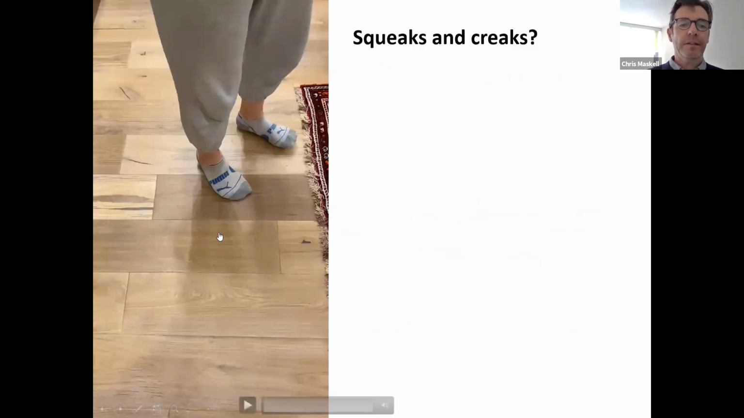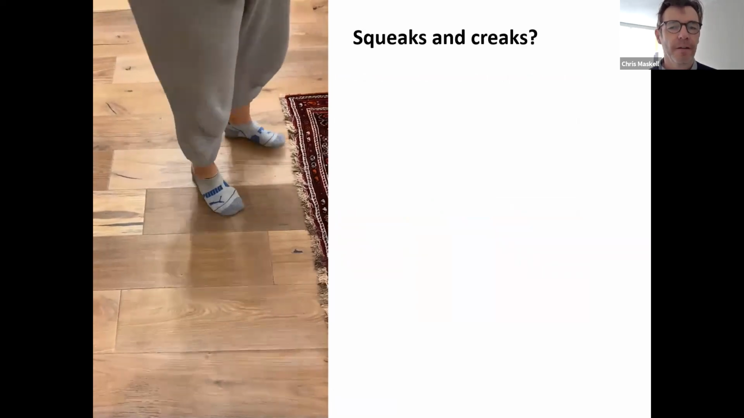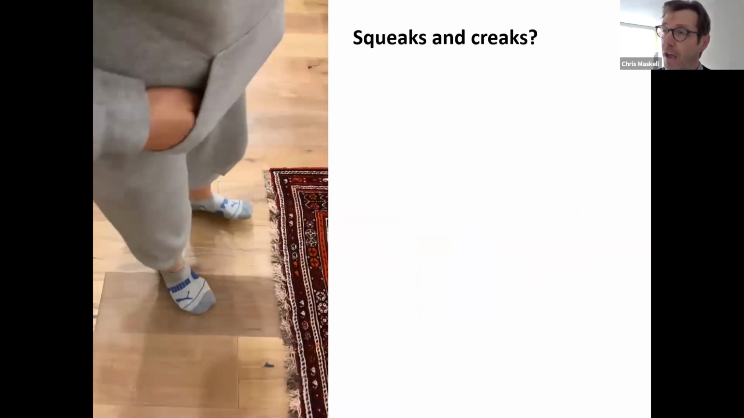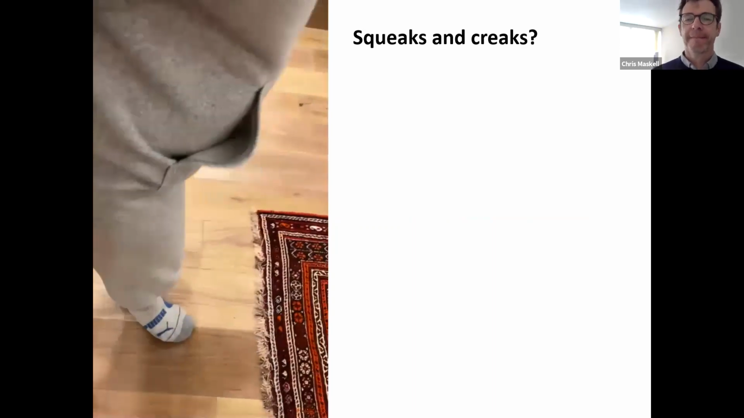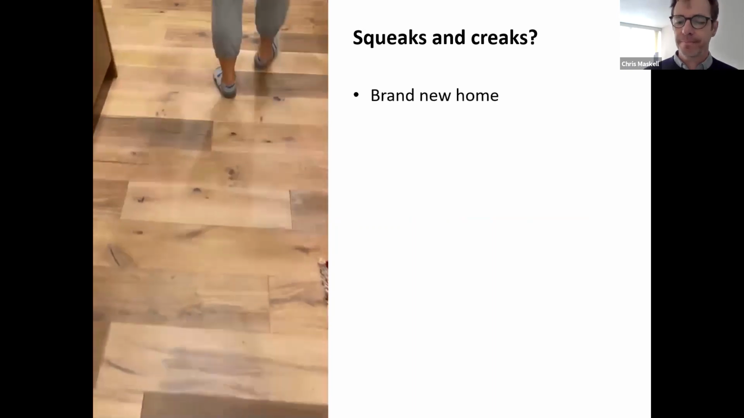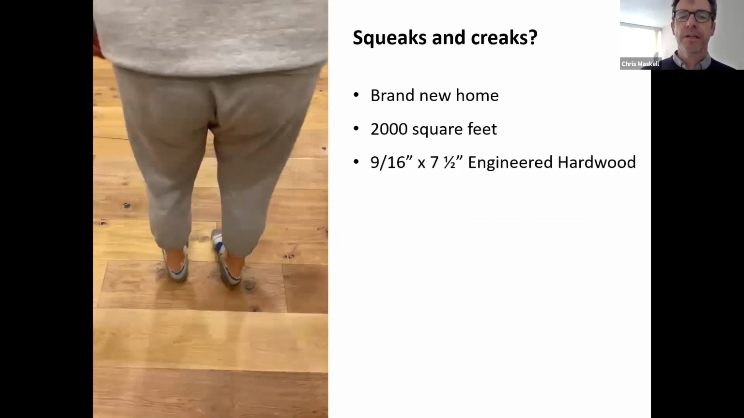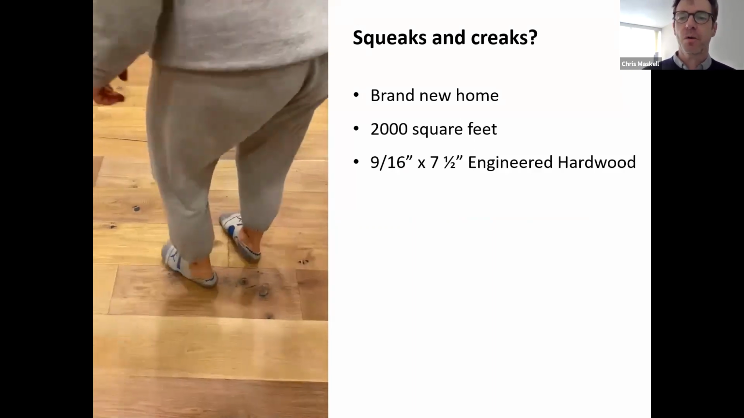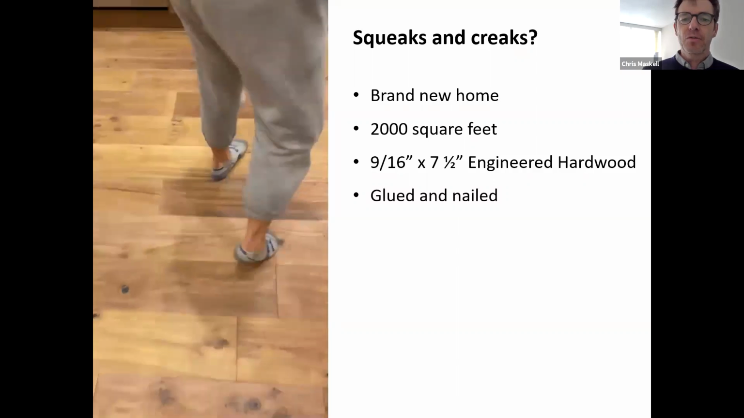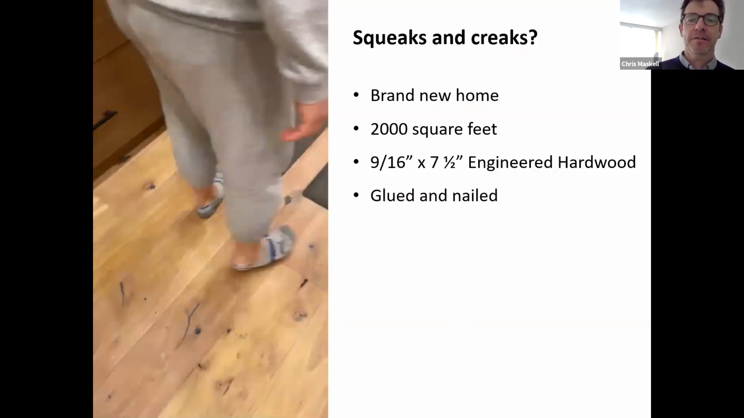Okay, a little case study here. Homeowner sent me this. Not sure if you can hear the floor singing? Brand new home in the Lower Mainland here. 2,000 square feet, 9/16 by 7.5 inch engineered hardwood floor, good quality product, glued and nailed into place, but sounding like, I don't know what, my back on a Monday morning.